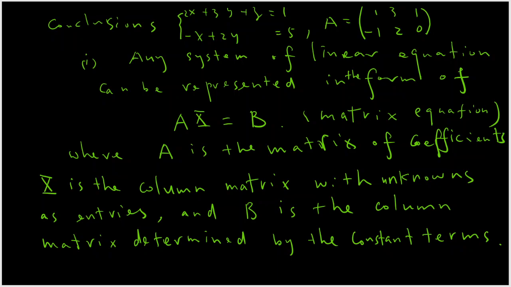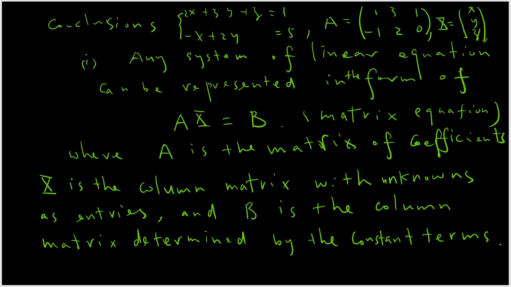And then B. Can I talk about uppercase X first? X is the column determined by all the unknowns. In this case, X is the column determined by 3 unknowns, 3 variables x, y, and z. And B is the column determined by the constant terms.